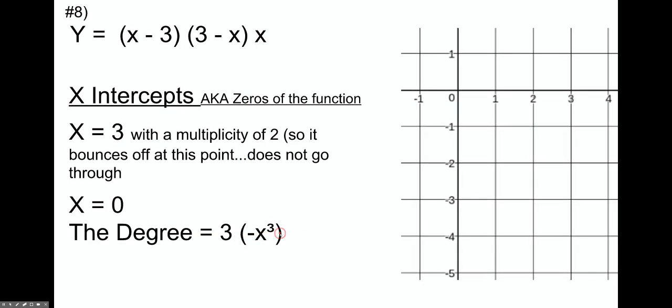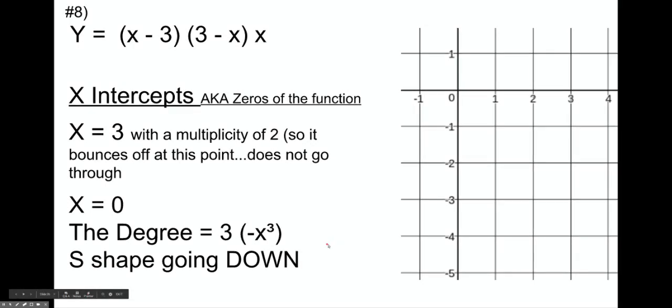Okay, we talked about the degree being 3 already. We talked about an S shape going down already. Let's talk about this graph. Let's go ahead and start graphing. So 0, that's one of your x-intercepts. It's going to go through at 0. And then the other x-intercept was 3, but it's going to bounce off right here. So what's it going to look like? It's probably going to go from up here, down through here, and then it's probably going to bounce off and then go down. So you started high, and then you ended up low. That's what the S shape is going to look like.